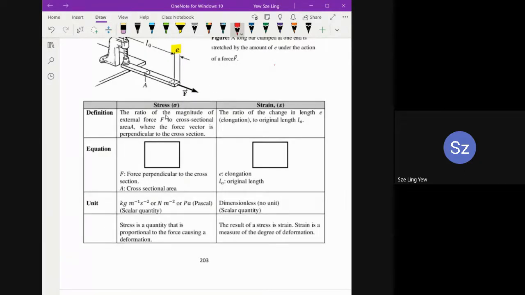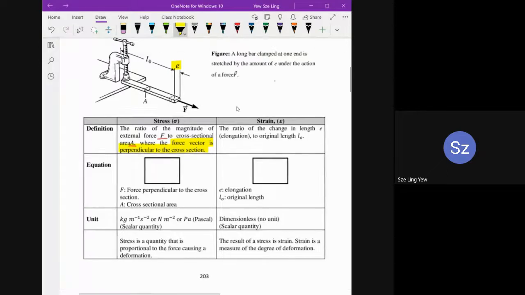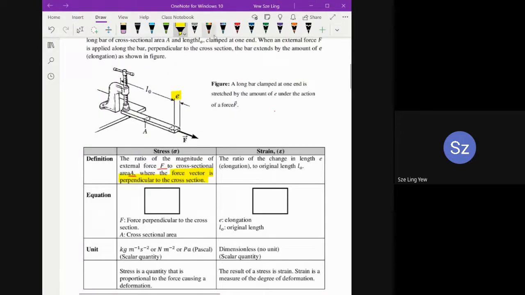So what is stress? Stress is defined as the ratio of the magnitude of force to the cross-sectional area, where the force vector is perpendicular to the cross-sectional area. Now, what does it mean? Just as shown in the diagram, we have an object. The cross-sectional area is here, the one in red color. I just colored it. So this is the cross-sectional area.